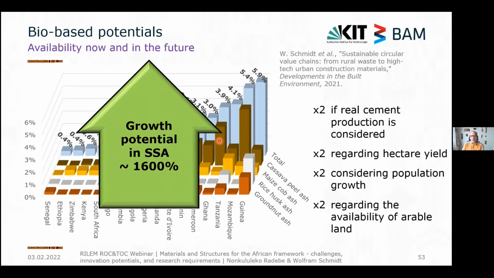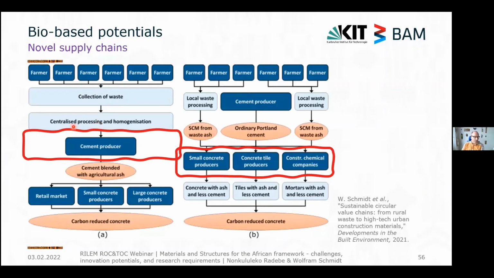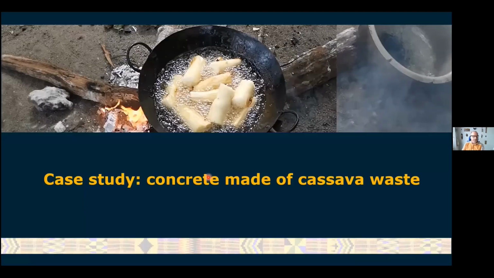And then all of a sudden, the availability of these resources is much greater than the availability of fly ashes or ground granulated blast furnace slags, which we're using today. And that creates a very good situation, because now the local bio-based materials contribute not only to lower carbon emissions, but they also reduce the price for cement. So instead of looking only at the cement producers to reduce the carbon emissions, we also have to look at the responsibility of the small concrete producers, the tile producers, and also construction chemical companies to do that.